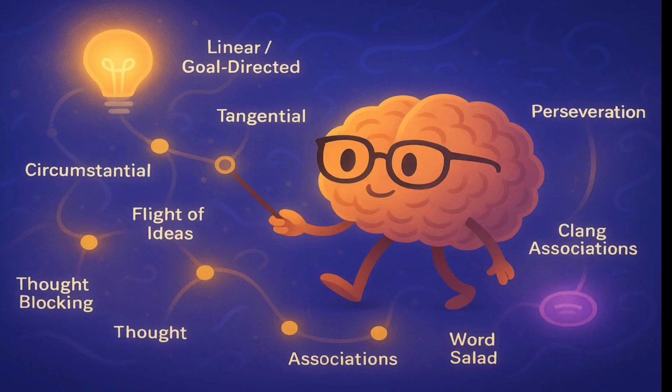Now, here's a breakdown of common thought process patterns. Normal, logical or coherent. These thoughts are organized and make sense in context. Circumstantial. The client gives excessive detail but eventually gets to the point. Tangential. Goes off topic and never returns to the question. Loose associations. Ideas jump from one topic to another without clear connections. Flight of ideas. Rapid topic changes, common in mania.